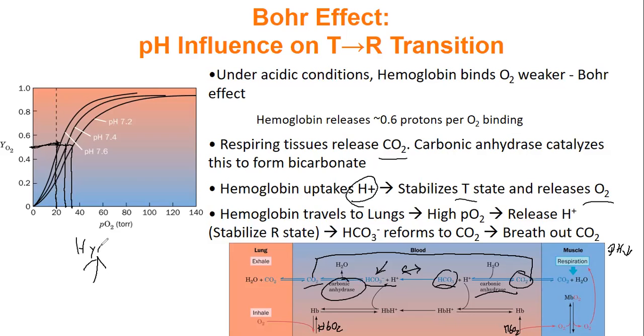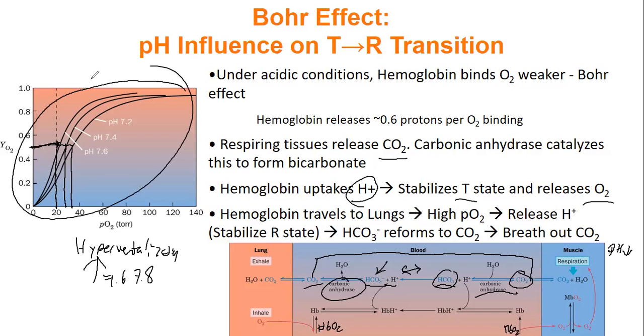So hyperventilation causes your blood pH to go up to like 7.6, 7.8, something like that. When you are at that high pH, if we look on this graph, hemoglobin wants to be bound to oxygen. It does not want to let go of oxygen. So when you hyperventilate, you make your blood more basic. Hemoglobin hangs on to its oxygen. Your brain doesn't get oxygen. You start to feel dizzy, and then you pass out.